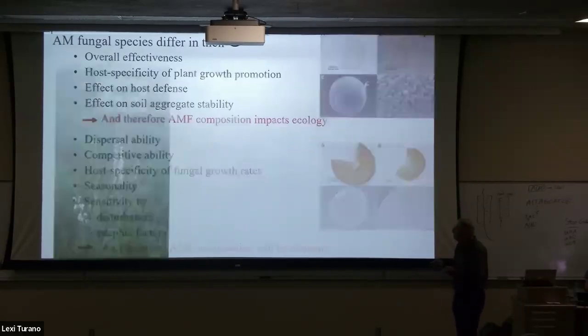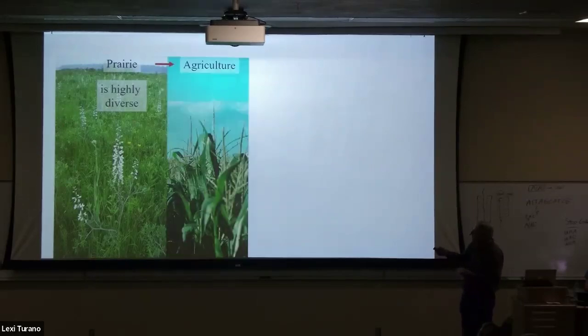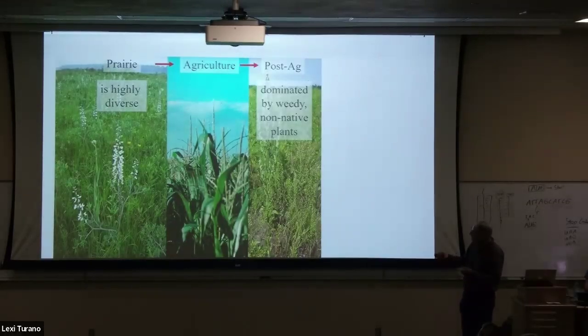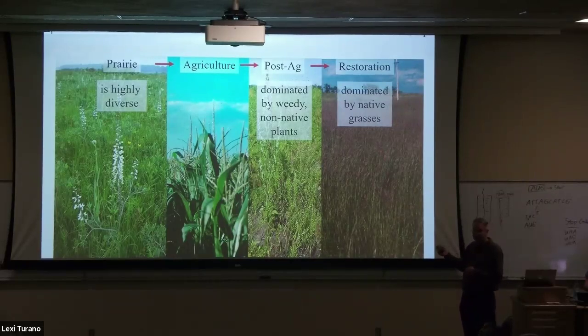And so I'm going to talk about that restoration story in the context of the tallgrass prairie, which is highly diverse, which is then converted to agriculture. And then if you abandon agriculture, you get a diversity of mostly non-native, but also native weeds. And then if you take the seeds from this and put them in this environment, you get this low diversity tallgrass. And this is one of the older restorations at the Fermi National Accelerator Lab near Chicago.